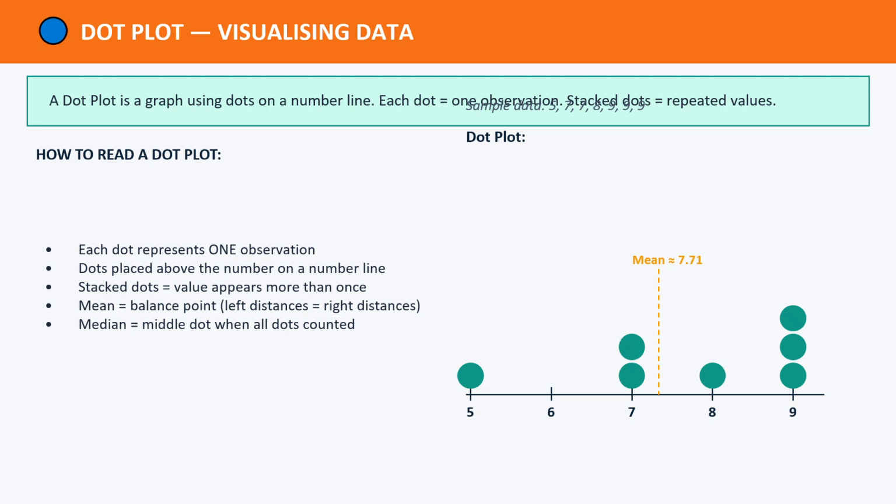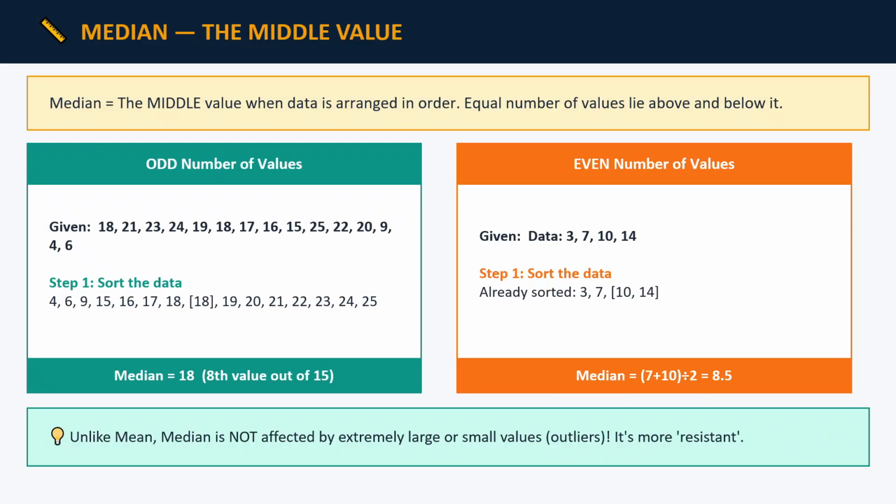So what is median? Median is the middle value when all numbers are arranged in order. If there are odd numbers of values, the median is the exact middle one. If there are even numbers of values, the median is the average of the two middle numbers. Here's something very important. The median is not affected by extremely large or small values.